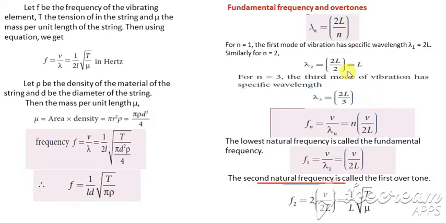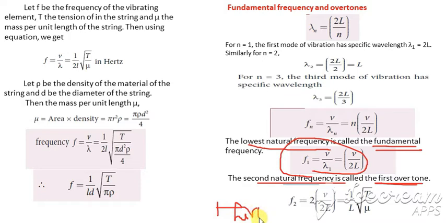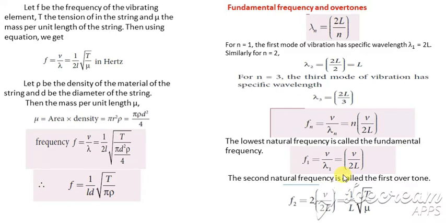Okay, now the lowest frequency, f1, is called the fundamental frequency. Then the second frequency is called the first overtone. Next we look at the third frequency, which is called the second overtone. So the first one is the fundamental frequency, then the first overtone, the second overtone, and it goes on like that.